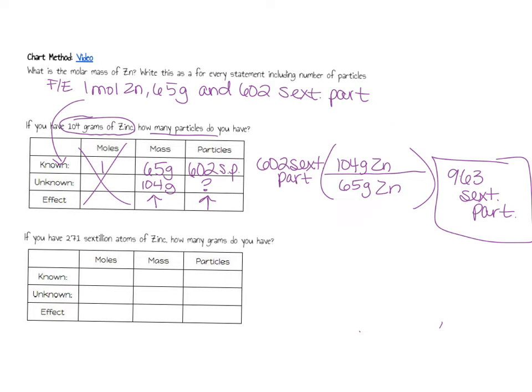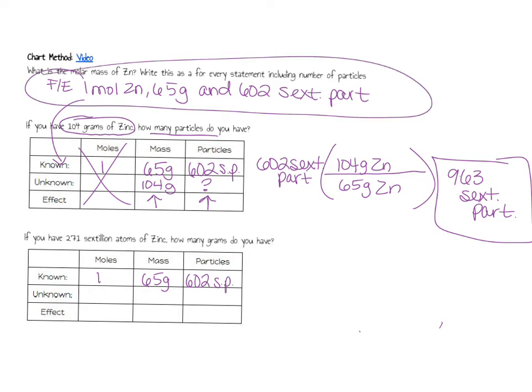To do the next problem, you're going to do the same thing. We're going to start with 1 mole is 65 grams and 602 sextillion particles. And again, this just comes from our beginning for every statement up here. And now this problem gives me 271 sextillion atoms of zinc. So I'm going to put the 271 under the particles. Even though it says atoms, remember that atoms, molecules, those are still all considered particles. And I look here and I see that my number of particles decreased. So I also am going to know that my mass is going to decrease. And again, the question just talks about grams, so we can ignore moles for now.